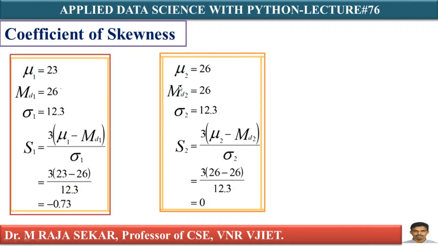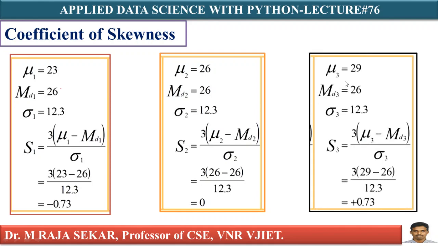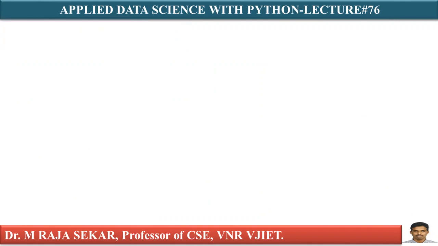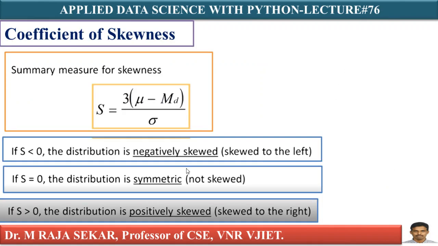In a similar manner, let me take one more example. Here mu2 equals md2, with sigma. If I calculate, I get 0. What does it mean? This is not a skewed distribution, it is a symmetrical distribution. If I take one more example, I take the mean as 29, my median is 26, and standard deviation is 12.3. If I calculate, I get 0.73, a positive number. If I get a positive number, it is right skewed data, isn't it? That's what it says. Just see, if S is greater than 0, it's positively skewed. If S equals 0, it is not skewed.